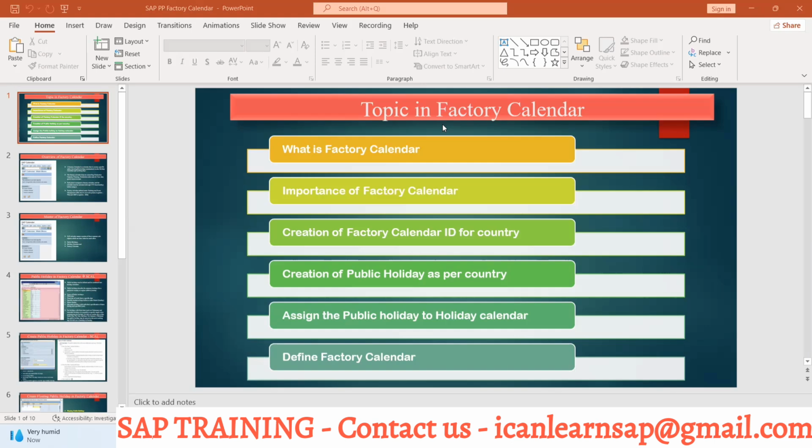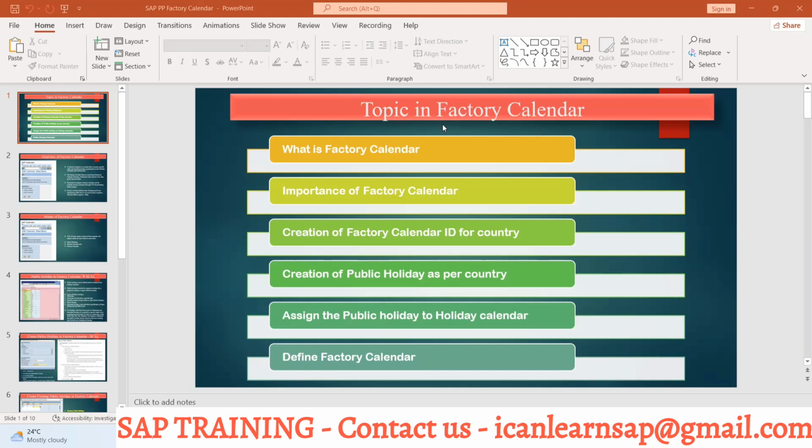Okay team, let us understand what is the factory calendar. A calendar, as you understand, tells us what today's date is, what is tomorrow, and the day after tomorrow, when the weekend is, and when the week is going to start. A calendar also tells when there is a holiday, and when there is a holiday, you are supposed to take rest or take leave. So this is the main purpose of the calendar.